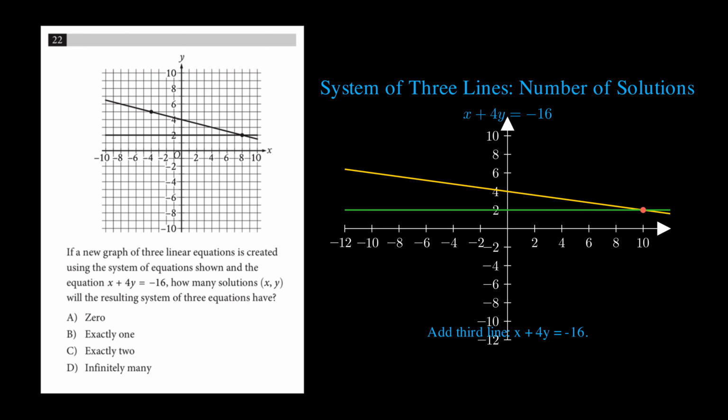Let's rewrite it in slope-intercept form so we can understand it. So this third line has slope -1/4 and y-intercept -4. Now here's the important question. Does this third line pass through the point (1, 0) too? Because that's the only point the first two lines share. If it doesn't pass through that point, then there is no solution.